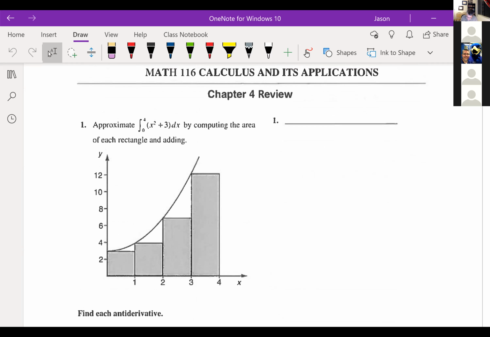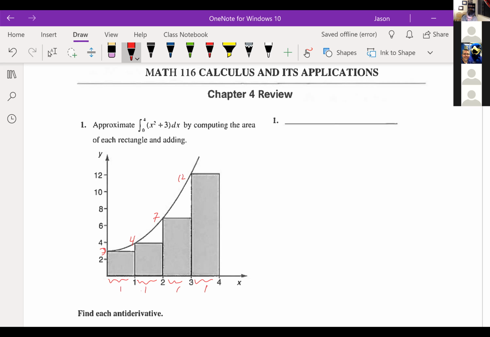chronological order. Okay, so it says approximate this by computing the area of each rectangle and adding. Okay, so each rectangle has a width of 1, right? So each of these is a width of 1. Okay, and then we want to do the heights. So this is a height of 3, a height of 4, a height of, what is that looking like, 7 maybe? And a height of 12.